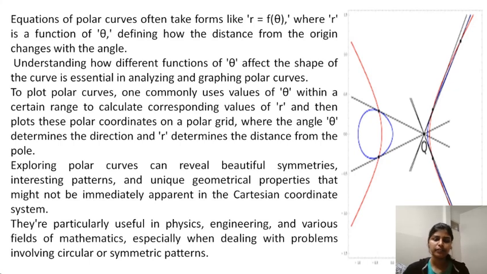Equations of polar curves often take forms like r equals f of theta, where r is a function of theta, defining how the distance from the origin changes with the angle. Understanding how different functions of theta affect the shape of the curve is essential in analyzing and graphing polar curves. To plot polar curves, one commonly uses values of theta within a certain range to calculate corresponding values of r, and then plots these polar coordinates on a polar grid, where the angle theta determines the direction and r determines the distance from the pole.